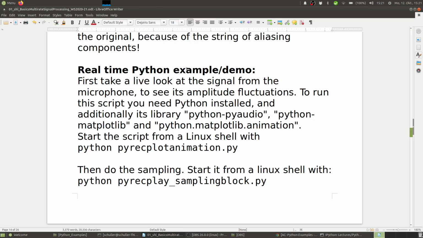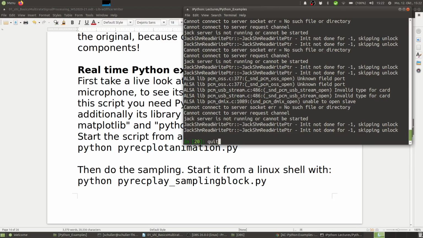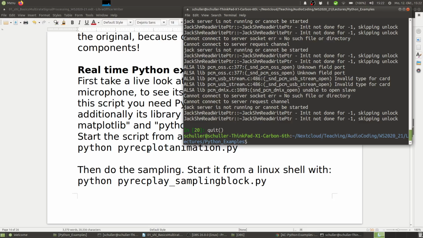Yeah, here's a real-time Python example. First we take a look at the signal from the microphone to see its amplitude fluctuations. To run the script you need Python installed, and additionally its library PyAudio. Also Python matplotlib and matplotlib animation. This animation is often not installed by default, so you would need to install it with sudo apt install. And then you can just use the script which I provided in Moodle. So I just exit here, and we can take a look at it.